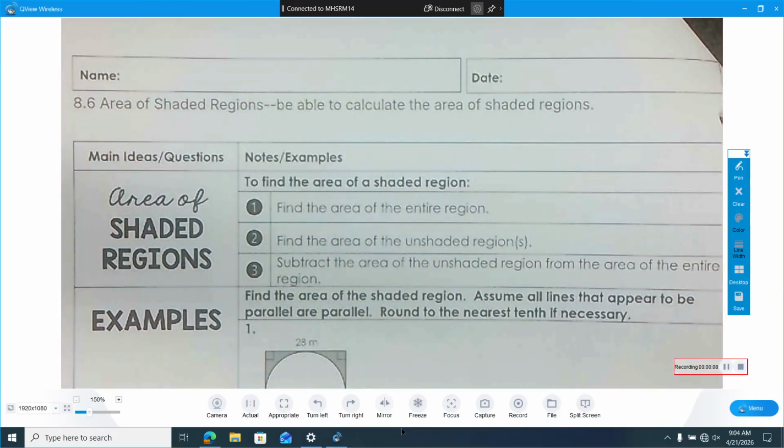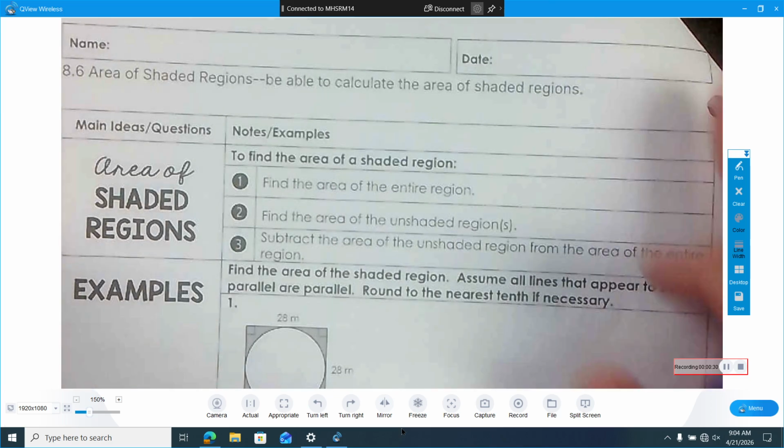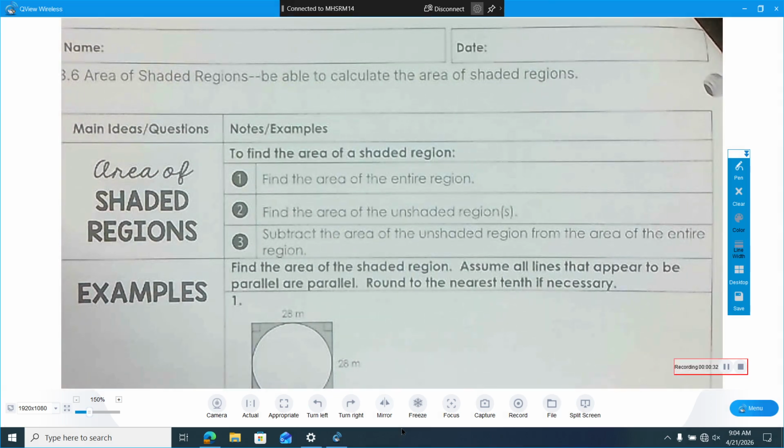All right, so we're talking about areas of shaded regions today. And this is the last thing we're going to do. Tomorrow you guys have a review day, so I will get that review out to you very shortly. We do have a little review worksheet for you as well.